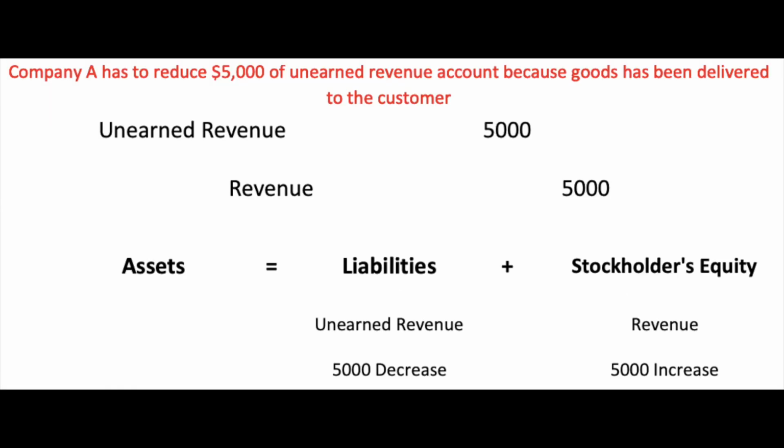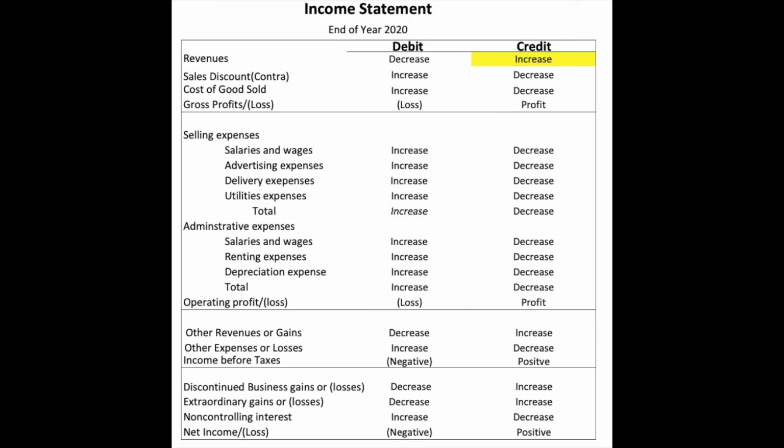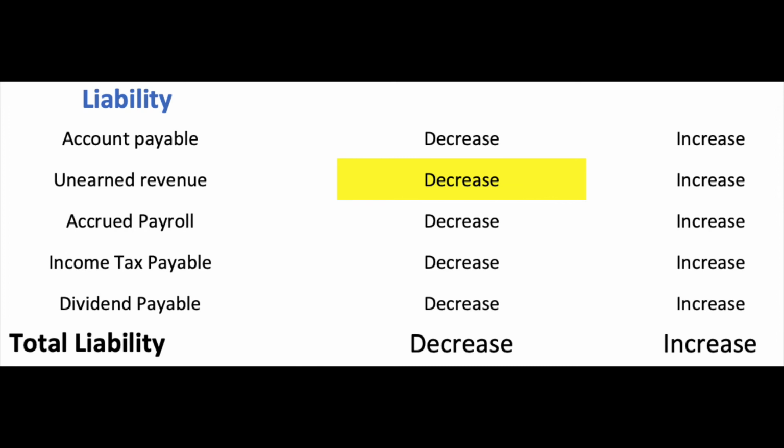Company A has to reduce $5,000 of unearned revenue account because goods have been delivered to the customer. Unearned revenue of $5,000 should be debited, and the revenues credited for $5,000. Liabilities decrease by $5,000, and stockholders' equity is increased by the $5,000. In this transaction, revenues are increased in the income statement, and unearned revenues are decreased in the balance sheet.